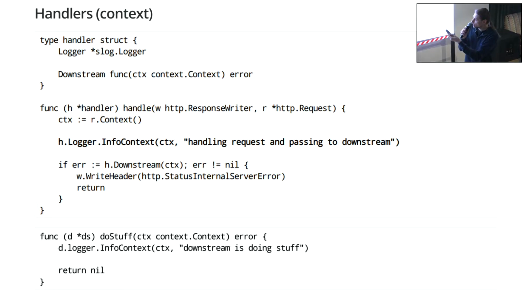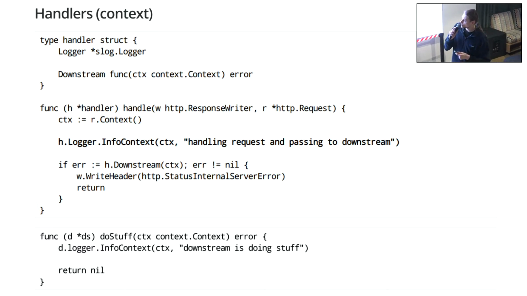So basically, we have our handler, which uses info context. We use a different method, info context. There are 4 methods for this, 5 if we include log and log attributes. So info, debug, error, and warning all have context. Basically the same arguments, just they take the context.